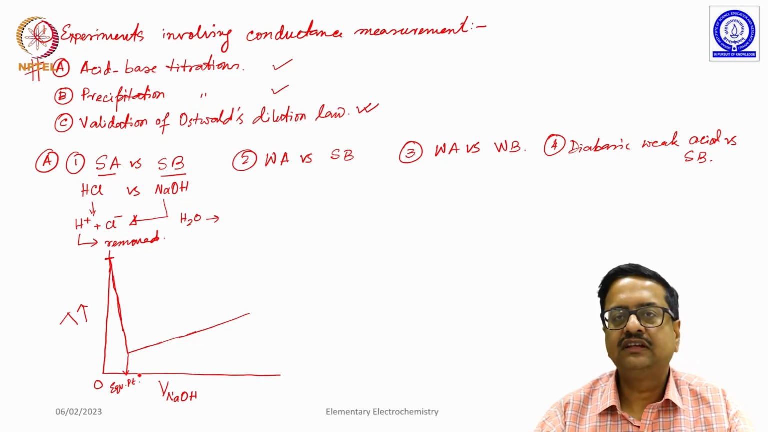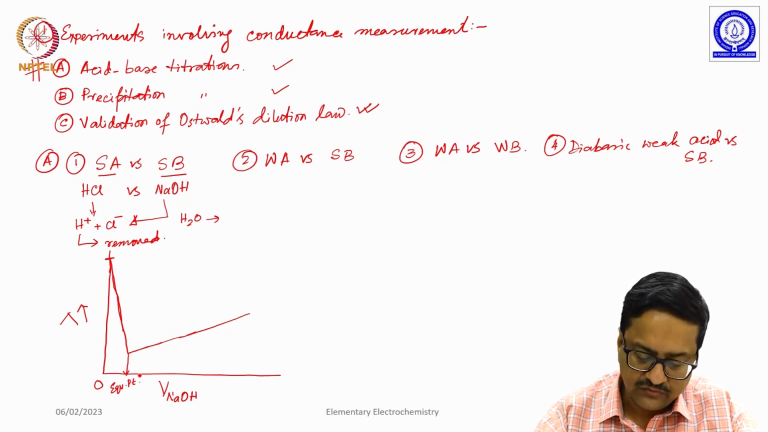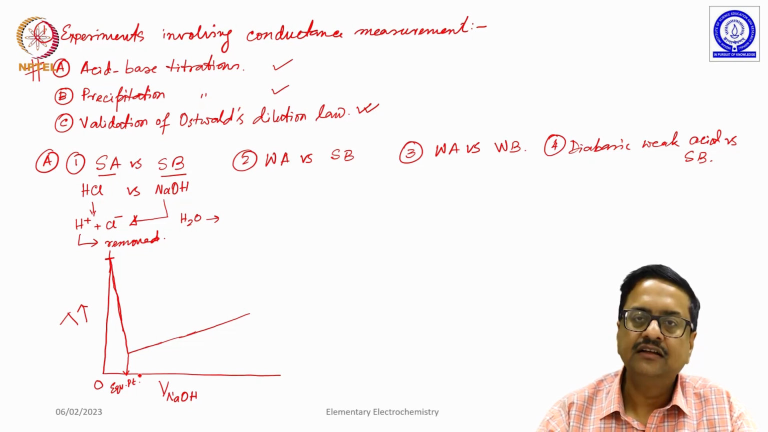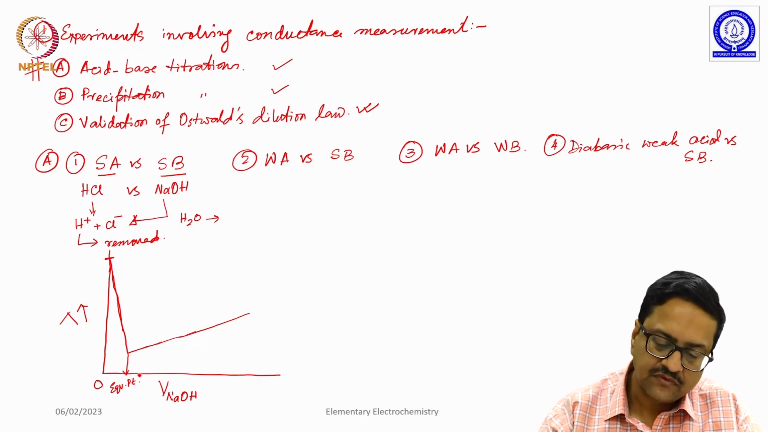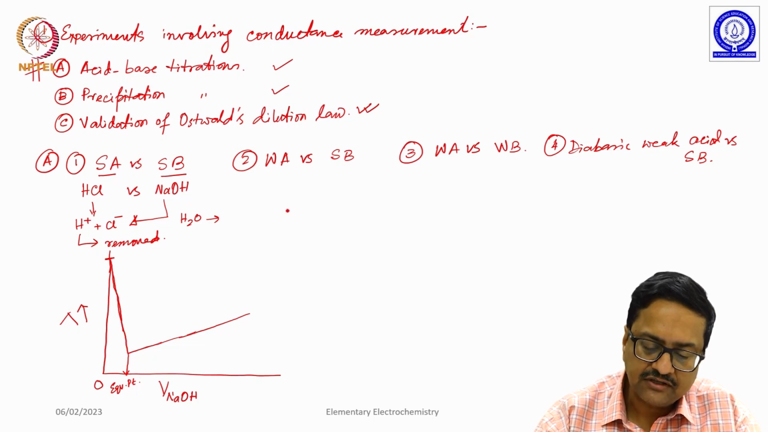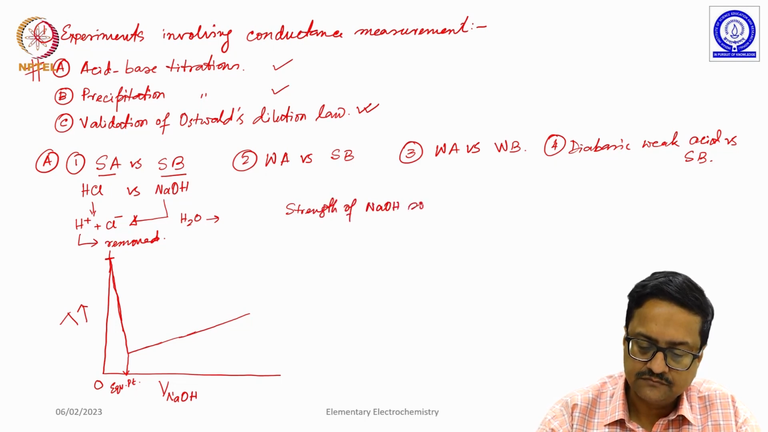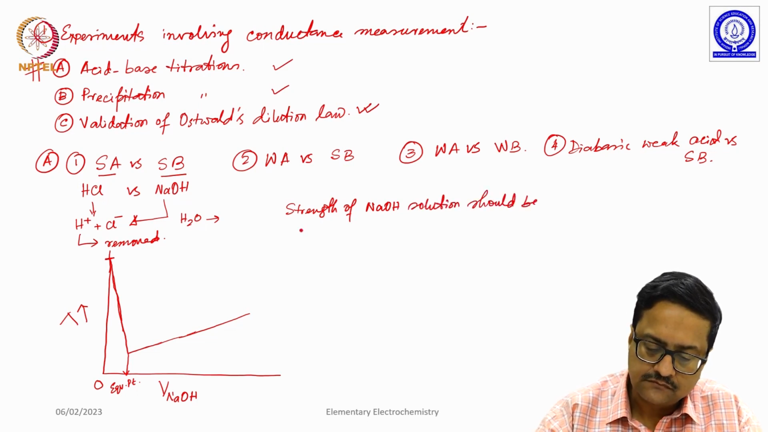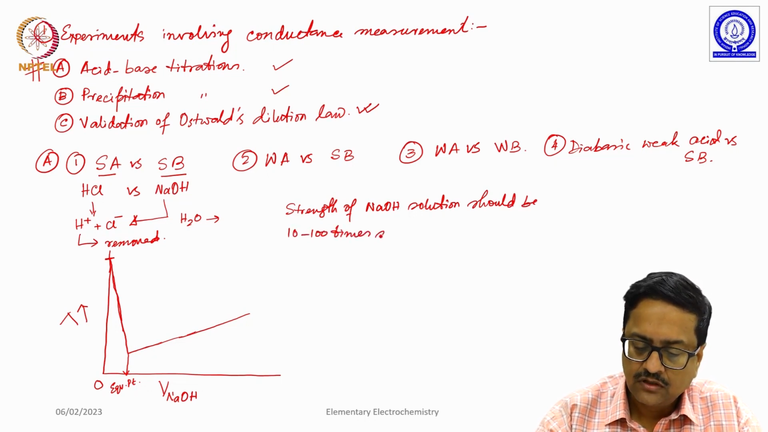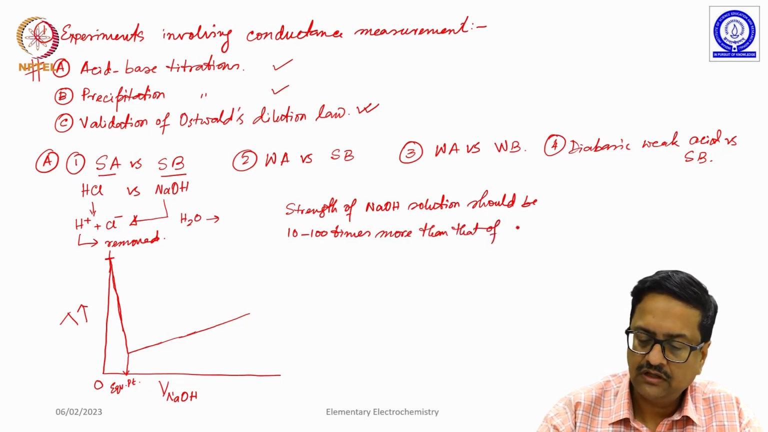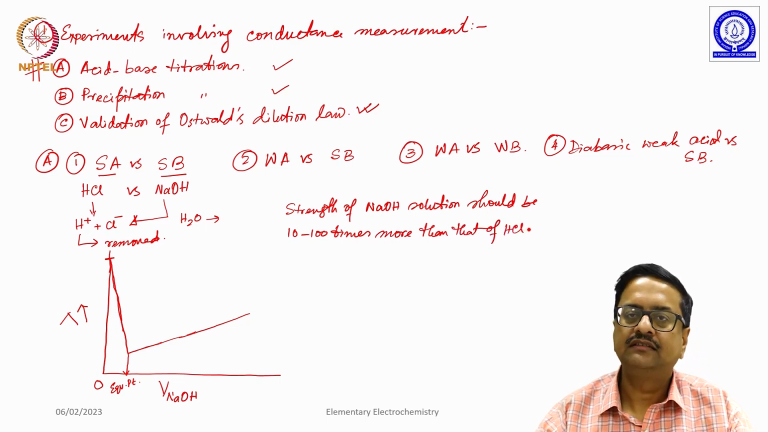Now, to be able to do this experiment successfully and without incorporating much error, we need to remember a few things. The point number one and the most important point is the strength of the NaOH solution should be 10 to 100 times more than that of the HCl solution. Why is that?